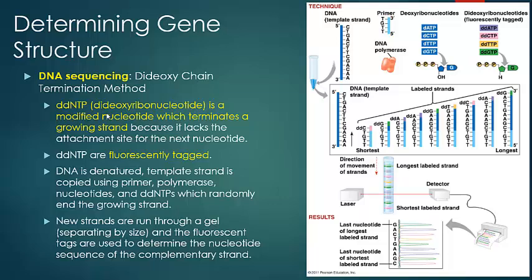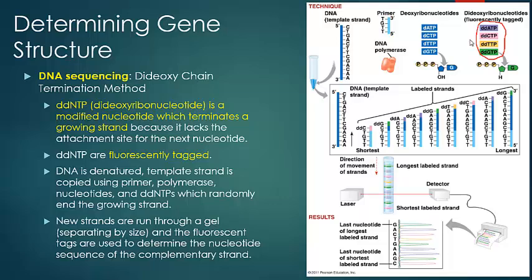These ddNTPs are very special nucleotides. Here you see four of them in the upper right hand corner. And two things happen with these ddNTPs. Number one, each one is fluorescently tagged with a different color. You can see here the adenine is purple, the cytosine is pink, the thymine is yellow, the guanine is green.